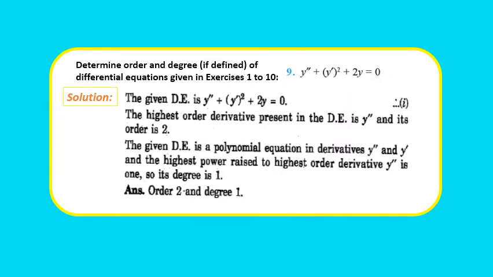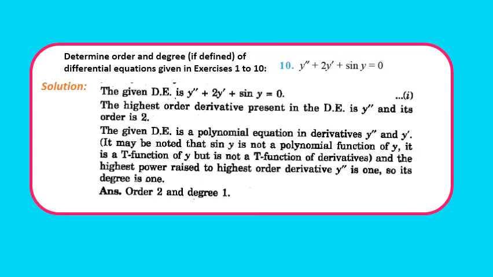Moving to question 9. Determine the order and degree of y'' + (y')² + 2y = 0. Now in the given differential equation, y'' + (y')² + 2y = 0, we can clearly see that the highest order derivative is y''. So the order of the given differential equation is 2. Now the power of the highest order derivative y'' is 1. We have (y')², but the highest order derivative is y'', and the power of y'' is 1. So the degree of the given differential equation will be equal to 1. Clear? So pause and note down the solution.